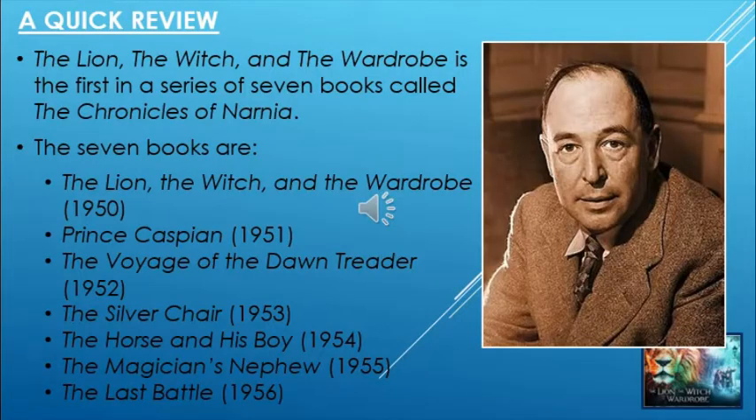Our novel, The Lion, the Witch, and the Wardrobe, is the first in a series of 7 books entitled The Chronicles of Narnia. Those 7 books are The Lion, the Witch, and the Wardrobe, Prince Caspian, The Voyage of the Dawn Treader, The Silver Chair, The Horse and His Boy, The Magician's Nephew, and The Last Battle. All of these were written in the 1950s.